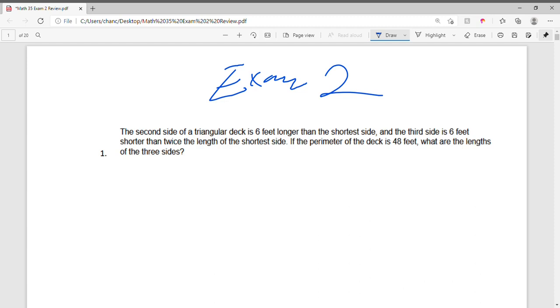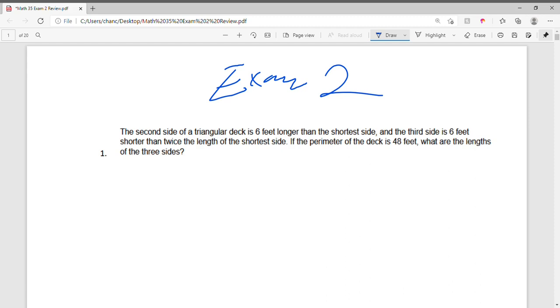Question 1. The second side of a triangular deck is 6 feet longer than the shortest side, and the third side is 6 feet shorter than twice the length of the shortest side. The perimeter of the deck is 48 feet. What are the lengths of the three sides?